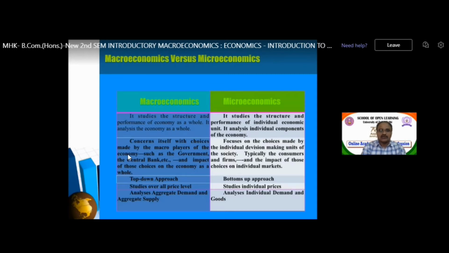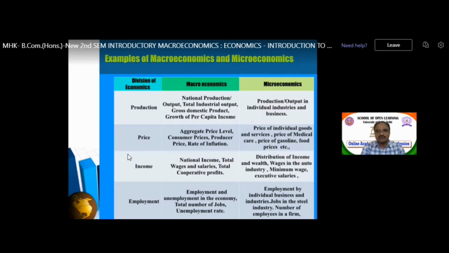Okay, macroeconomics analyzes aggregate demand and aggregate supply. Obviously, macroeconomics studies the economy as a whole. That means the sum of the demand for all goods and services is called aggregate demand, and the sum of all the goods and services supplied is the aggregate supply. Aggregate demand and aggregate supply are macroeconomic concepts. And microeconomics analyzes individual demand and individual goods and services. That means one good, one demand, one price, like you discuss in micro.